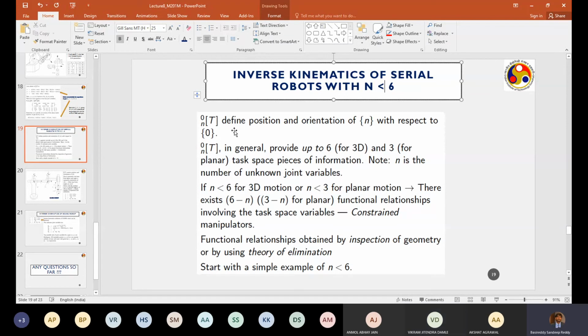Yes, sir. So if n was less than 3 for planar, then there will exist 3 minus n functional relations involving the task space variables. So these are what are called constrained manipulators.